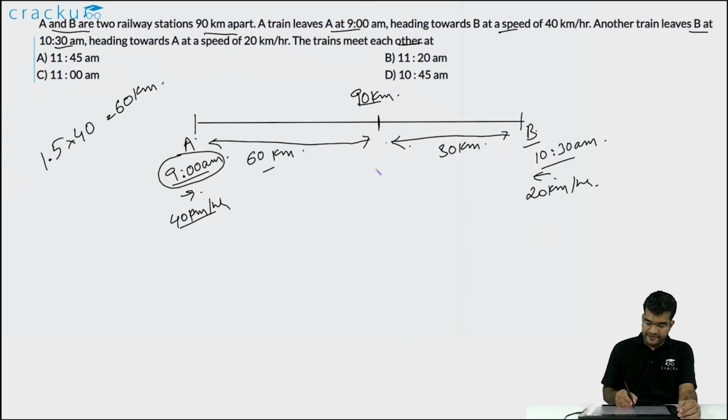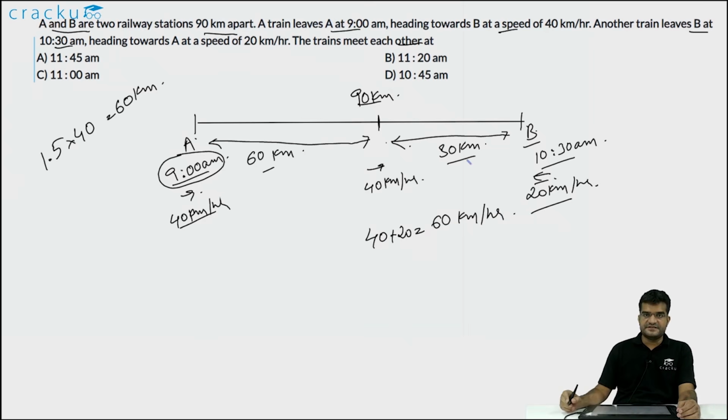So at 10:30 am, one train is going towards B at 40 kilometers per hour, and the other train is starting from B and it is going towards A at 20 kilometers per hour. So the relative velocity is 40 plus 20, which is equal to 60 kilometers per hour, because they are coming towards each other, and the distance between them is 30 kilometers.